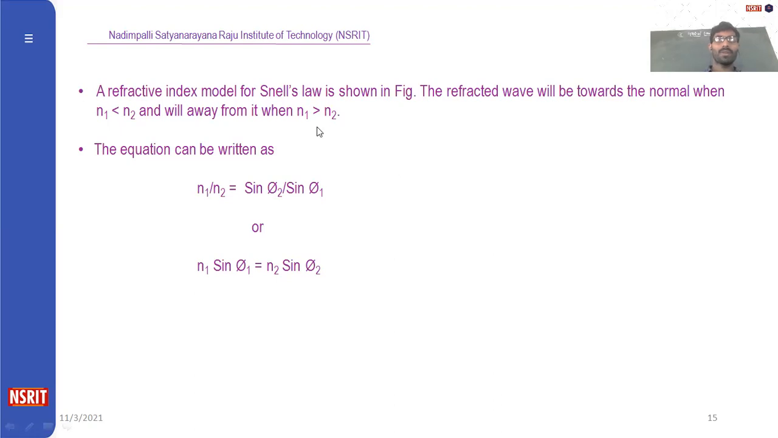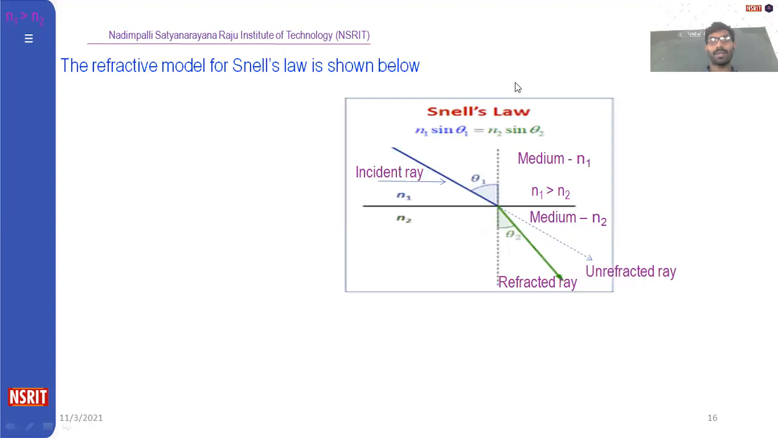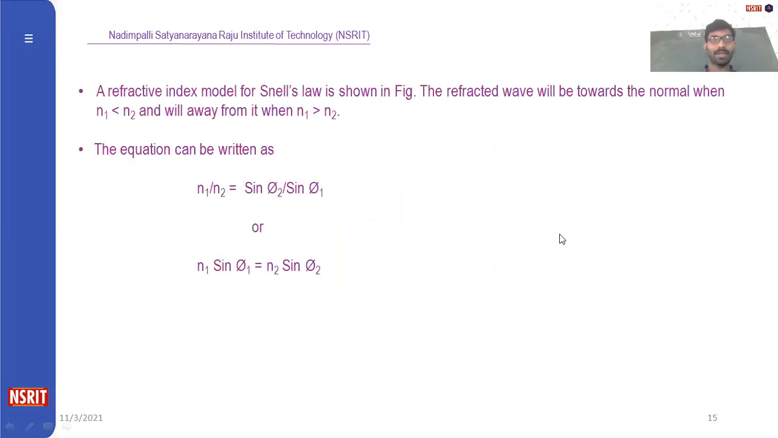A refractive index model for Snell's law is shown in the figure. Here you can observe the figure. In this figure, you can observe that the incident ray is projected in this direction, and what we expect is the ray to travel in this direction, but instead of traveling straight, it is going to experience some bend. Using this figure, we are going to explain some theory. A refractive index model for Snell's law is shown in the figure that we have observed right now.